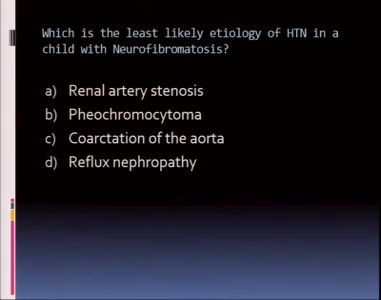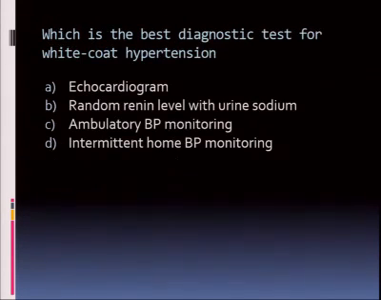All right, just 2 minutes over, a couple quick questions. So first, which is the least likely etiology of hypertension in a patient with neurofibromatosis? Right, so it is D. So vascular changes, whether it's coarctation or renal stenosis, are associated, and of course pheochromocytoma, a well-described association.